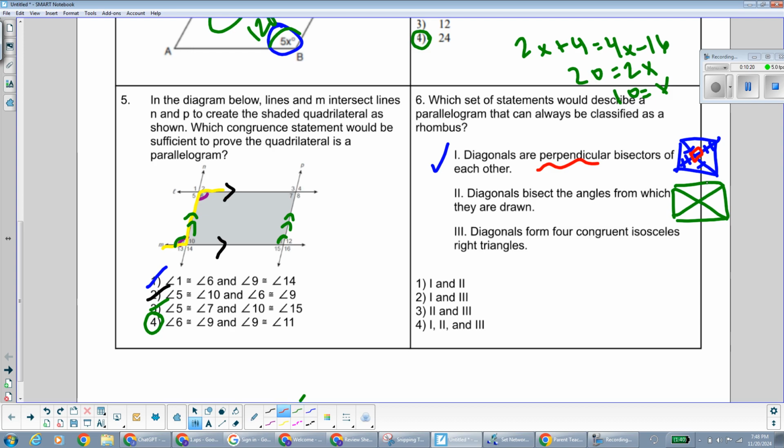Diagonals bisect the angles. That absolutely is a rhombus property. Diagonals form four congruent isosceles right triangles. So since the diagonals are perpendicular, they do form right triangles, but the only other thing we know about the diagonals of a rhombus is that they bisect each other. That's a parallelogram property that applies. And that doesn't make isosceles triangles.